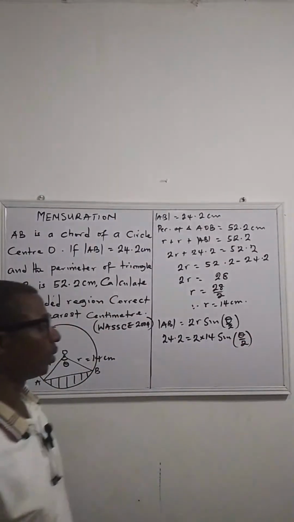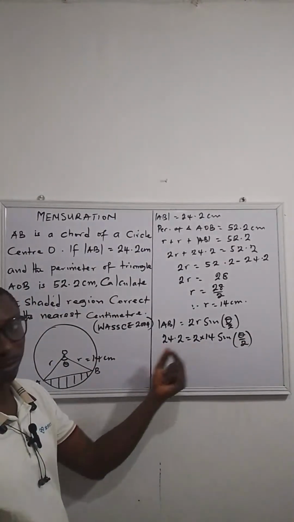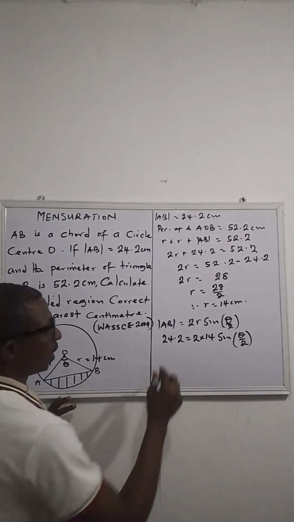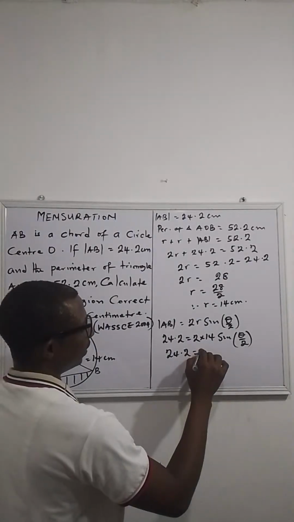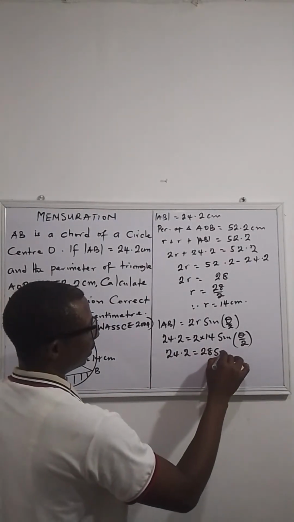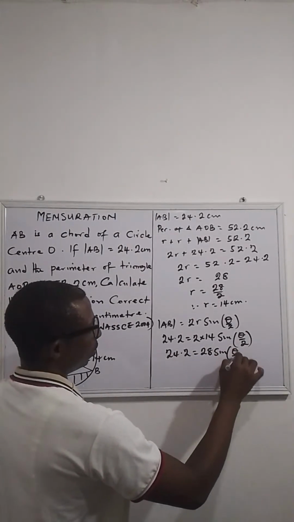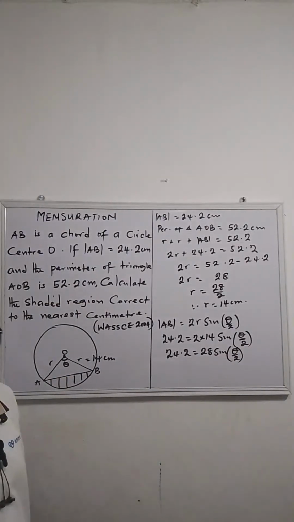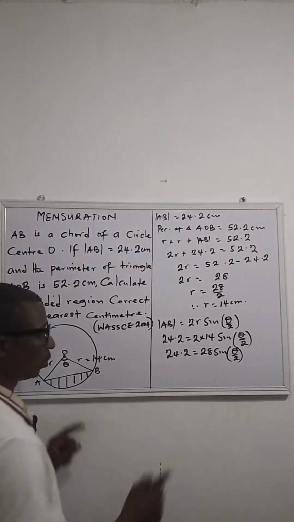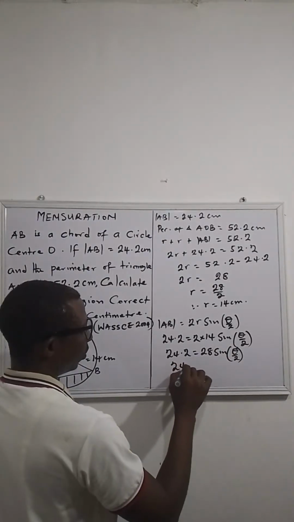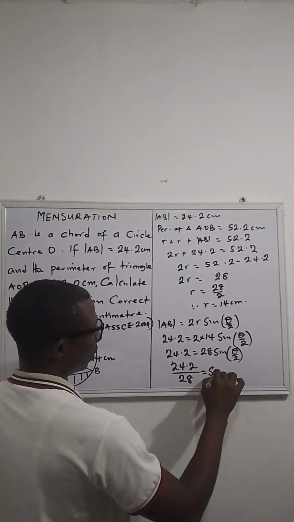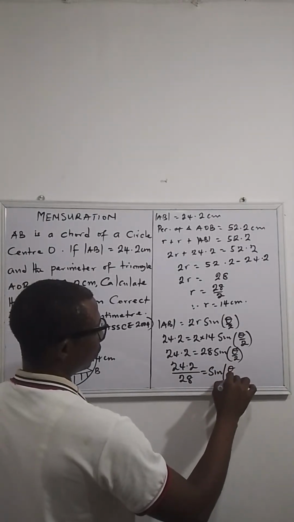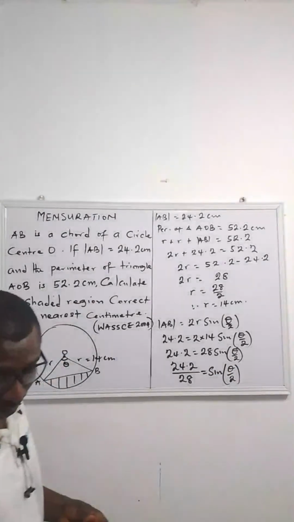Okay, so now when you multiply this together, you have 28. So we have 24.2 equals 28 sine theta over 2. Okay, so divide both sides by 28. So you have 24.2 over 28 equals sine theta over 2. Okay, I hope you get that.